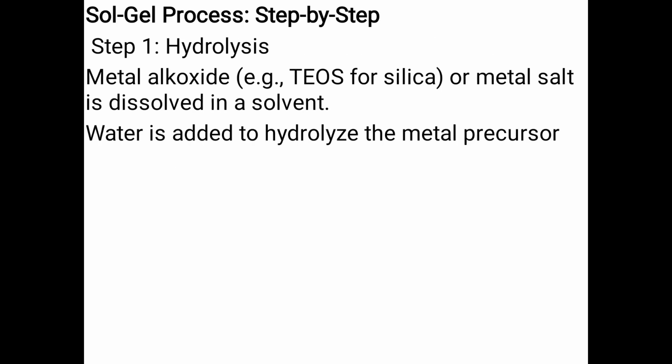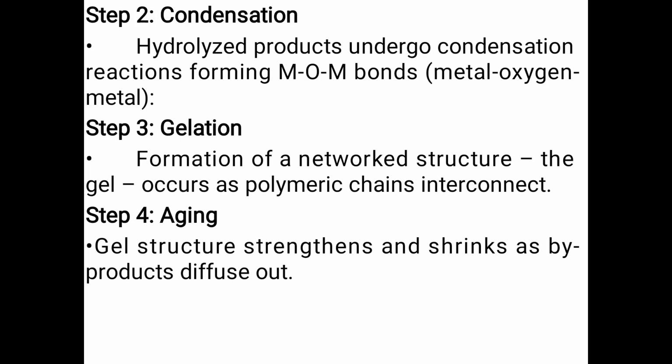Sol gel process step-by-step procedure. Step 1 is the hydrolysis, where metal alkoxide or metal salt is dissolved in a solvent. Water is added to hydrolyze the metal precursor. Step 2 is condensation. Hydrolyzed products undergo condensation reactions forming metal-oxygen-metal bonds.